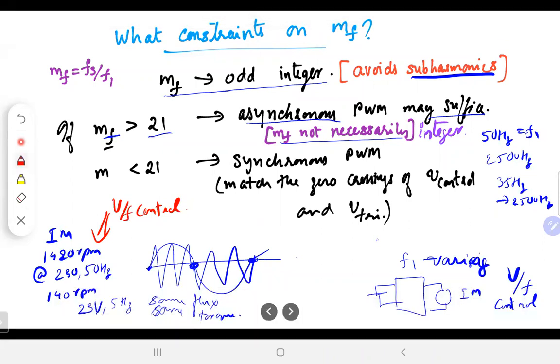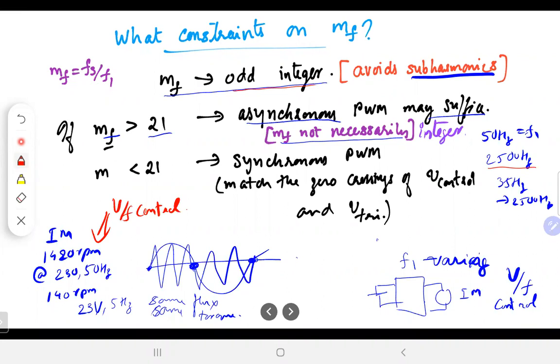inverter drive, then keeping the switching frequency at 2500 might be easier for me. If I keep it for 50 hertz, which is the highest frequency, designed to be 2500, then any lower frequency, even though it is not an integer multiple, could be okay. If you want to always keep an integer multiple, then at 5 hertz, it would be, let us say, 21 times. So 5 hertz into 21, you would get 105 or whatever.